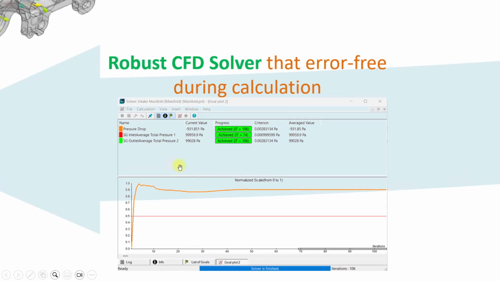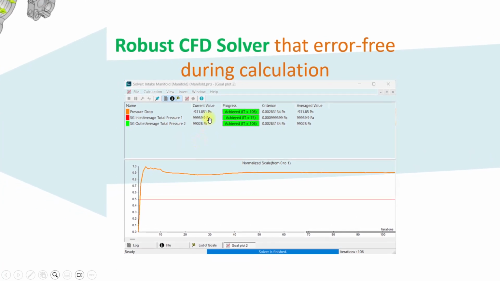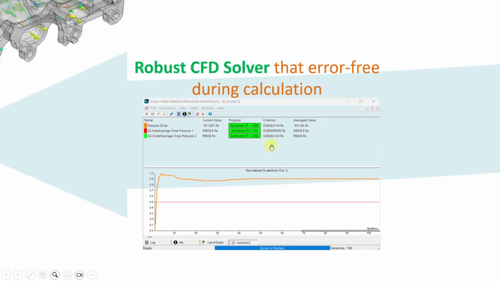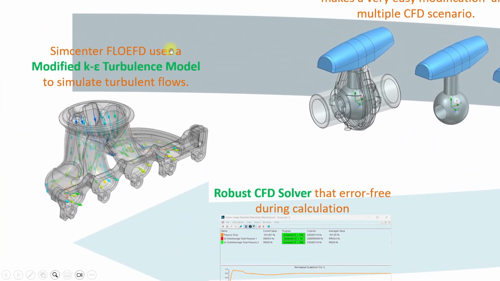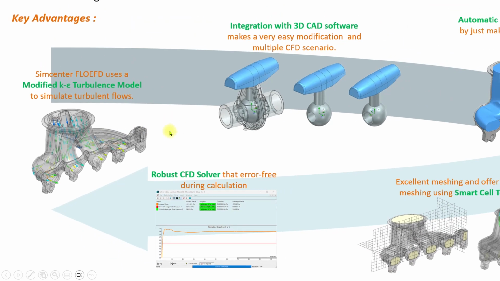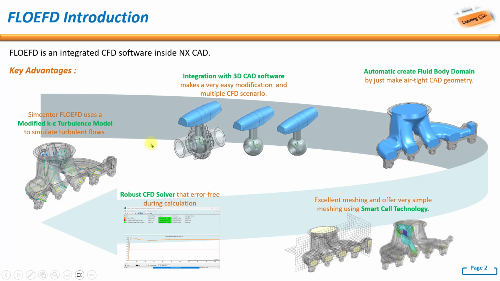Next also is a robust CFD solver that is error-free during calculation. So once the calculation has converged, it will show in green color. It says achieved on iteration number, for example this one, number 106 and number 74. And also finally, SimCenter FLOEFD uses what is called a modified k-epsilon turbulence model to simulate turbulent flow. So that is the basic introduction of FLOEFD.